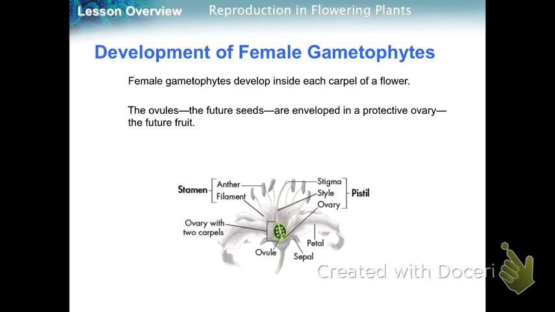The female gametes develop inside the carpel, what we've been calling the pistil now. The ovules, which will, when they're fertilized, become seeds, are protected in an ovary, which is the future fruit. It always freaks my students out. This is one of my favorite times of the year when I tell them or remind them that a fruit is actually a plant ovary.